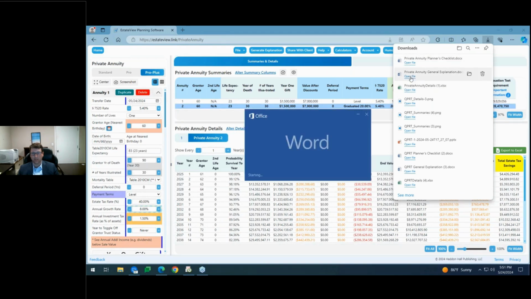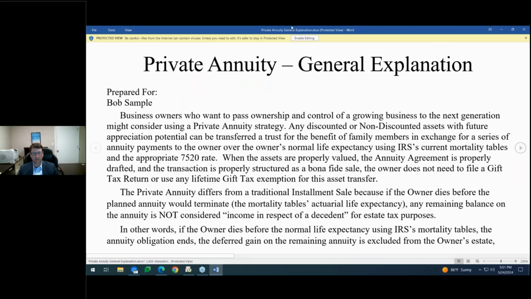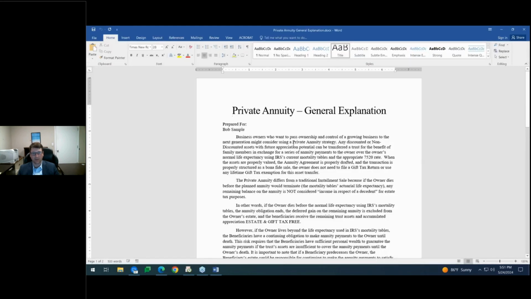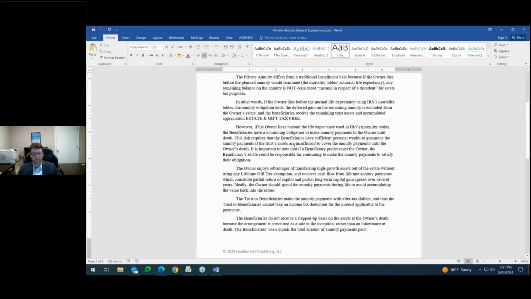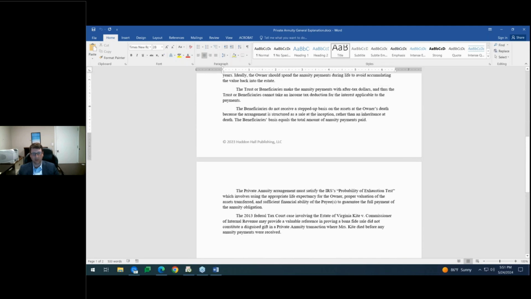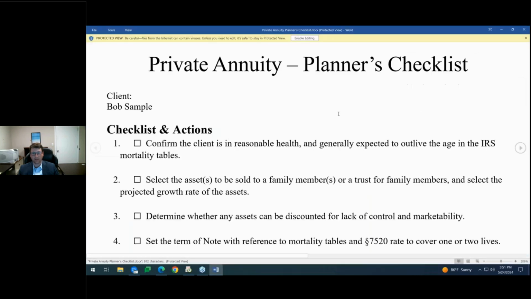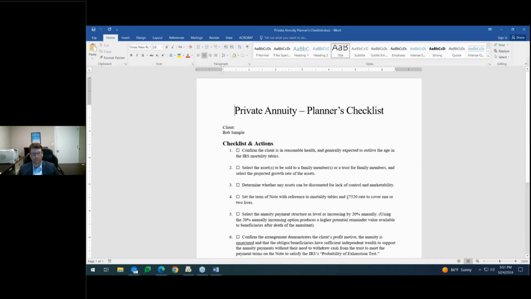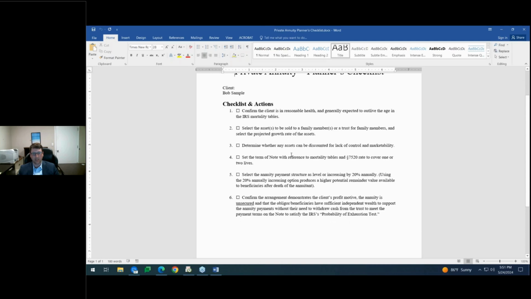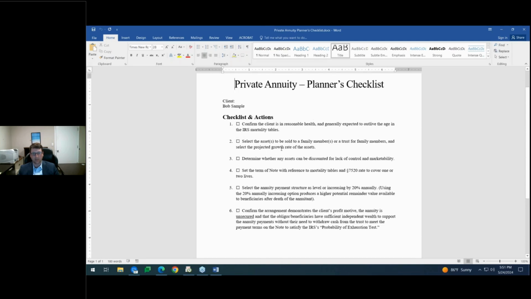So we have our general explanation, a little bit of background on what the private annuity is, how it works, things you should watch out for, all will be included in this summary letter. We have a checklist for the planner. So on your side, what do we need to do to make sure that this annuity is effective and we're doing it the right way? And so there's your checklist.